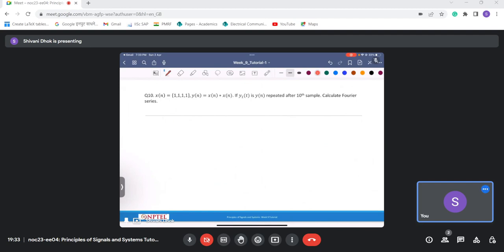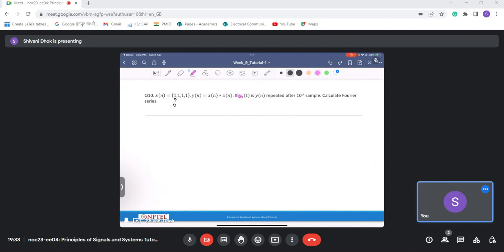So what does it say? We have been given a signal xn, and this xn is equal to 1 1 1 1, and let's say this starts from n equal to 0. This arrow basically indicates that it starts from n equal to 0. Okay, so this is what we have been given. First thing, this is my xn. Then I have a signal yn, which is the convolution of xn with itself. These are the two pieces of information that we have been given till this statement.